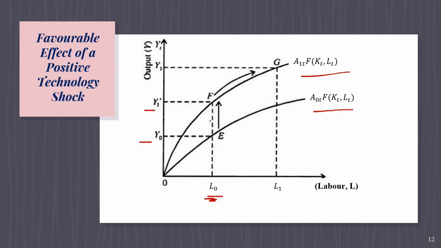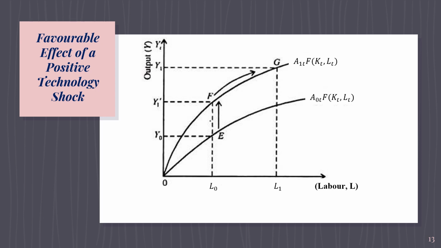Okay, you see, with the upward shift in the production function due to technological shock, the production function also becomes steeper compared to this initial production function. And you need to remember that the slope of the production function at a given input level measures the marginal product of an input.